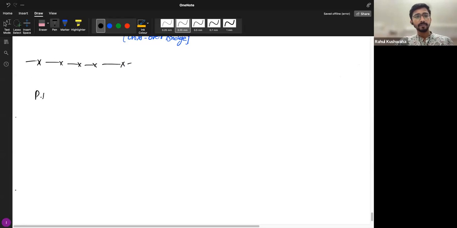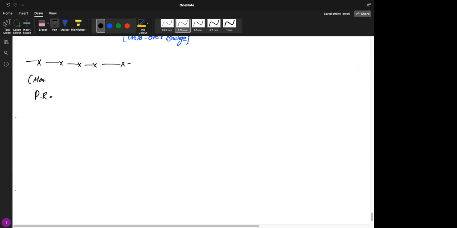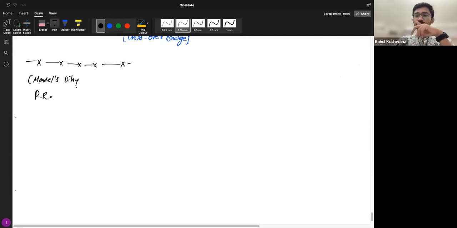Okay, the phenotypic ratio of Mendel's dihybrid cross first. Anyone who remembers that quickly? 9:3:3:1. Let me just write it here. Mendel's dihybrid cross phenotypic ratio, 9:3:3:1. Perfect. And what is the genotypic ratio?